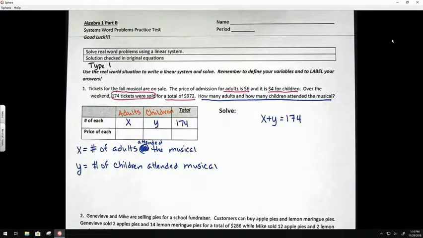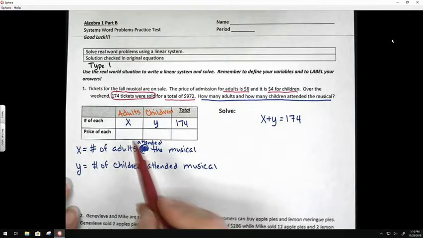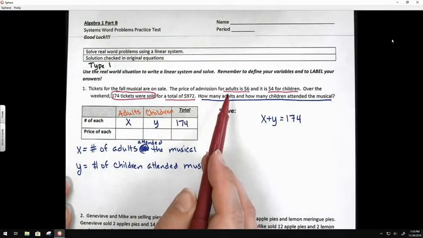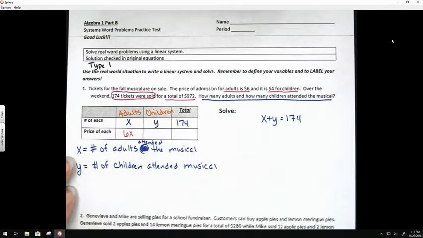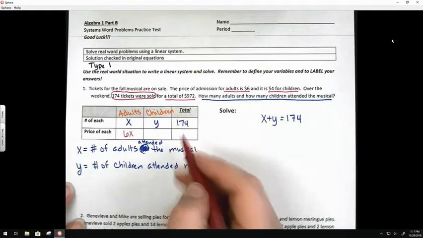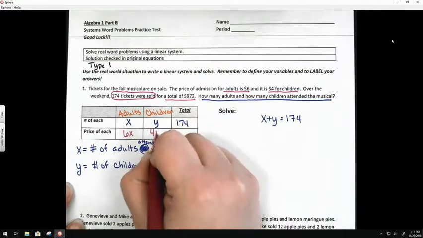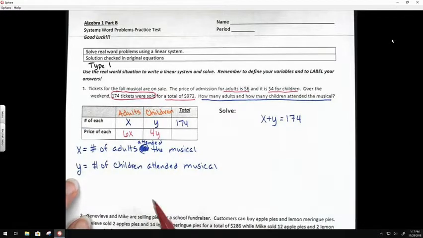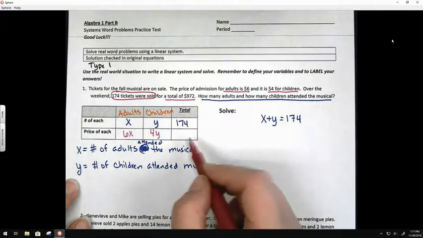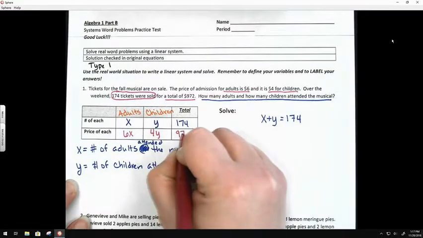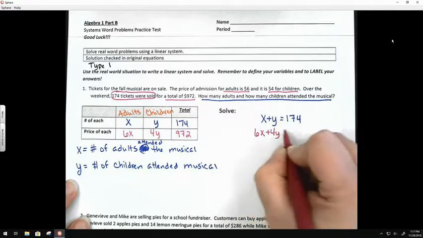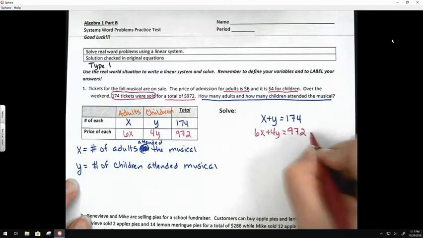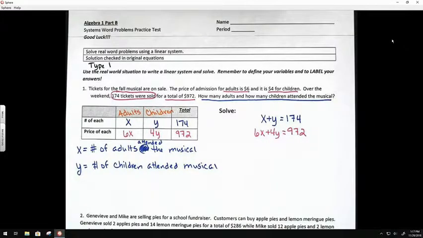Now we're going to look at the price part of it. We know that for one adult, it's $6. If x number of adults go, the total would be 6x. For children, it's $4, and there are y children going, and the total amount of money raised was $972. So our second equation is 6x plus 4y equals 972. We've got our important information, we defined our variables, and we wrote both of our equations.